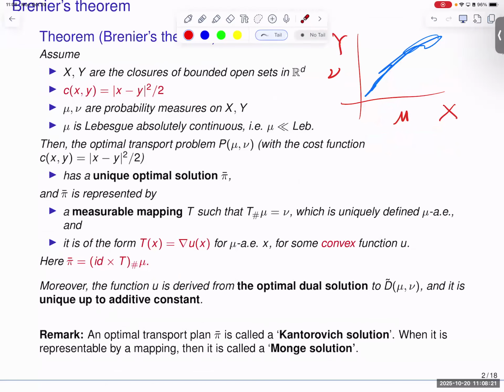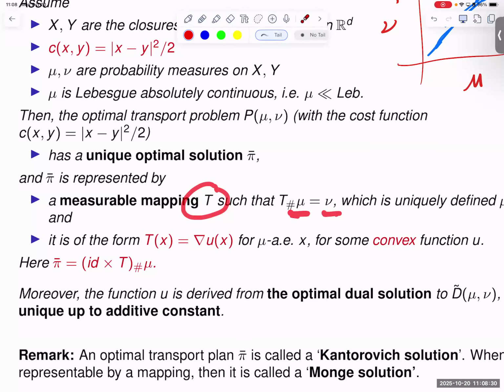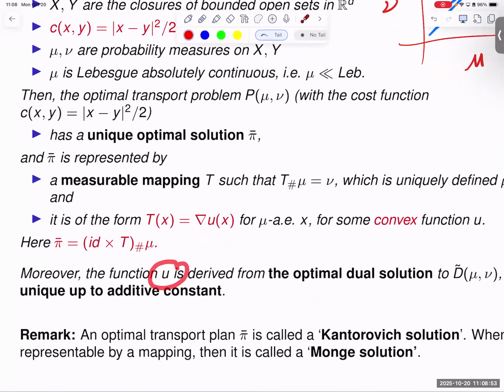Okay. And that's not the end of the Brenier theorem. Brenier theorem says such a mapping transporting the source measure mu to the target measure nu is of very special form. Namely, it is the gradient of a function, and the function is also a very special function. It's a convex function. Okay? So all these things together are in Brenier theorem. And such a function can be uniquely determined up to an additive constant. So basically, this mapping is unique because the optimal transport plan is unique.